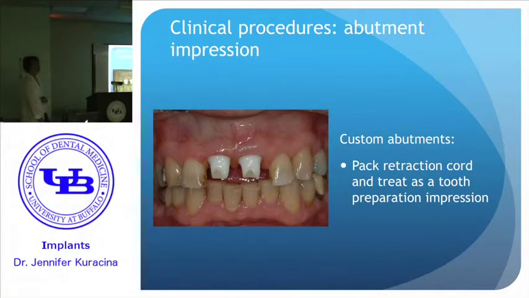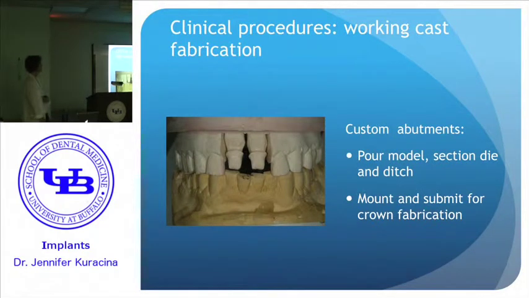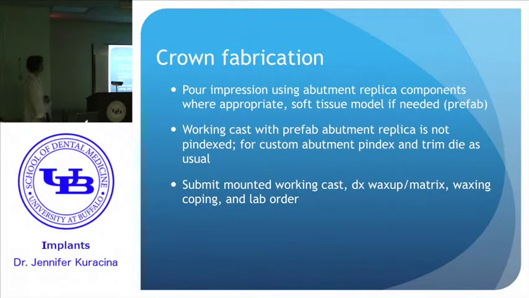Custom abutments, we insert and we treat like teeth. So you'll pack retraction cord and make your impression. You will pour your model, you'll Pindex, you'll ditch them, and then mount and submit to the lab for crown fabrication. So again, if you're using an abutment replica, you don't Pindex it, you pour a soft tissue model. You may, if needed, have to trim that soft tissue model depending on the circumstances. Okay, so your mounted cast, your diagnostic wax up, your waxing coping, all goes to the lab with your prescription.